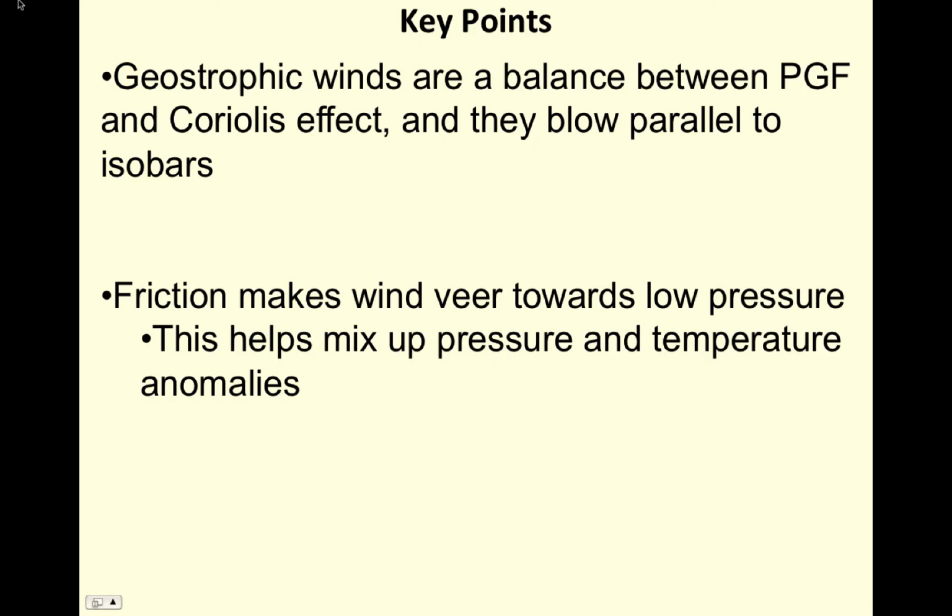Key points for this section before you get some practice with a number of exercises. Geostrophic winds are a balance between pressure gradient force and the Coriolis force, and they blow parallel to isobars. In the northern hemisphere, the geostrophic winds will have high pressure to their right. In the southern hemisphere, the geostrophic winds will have high pressure to their left. Friction makes the winds veer towards low pressure. If you introduce more friction, the winds will turn towards low pressure even more. This effect ultimately helps mix up pressure and temperature anomalies pretty well, which is a function we'll look at later in this class.